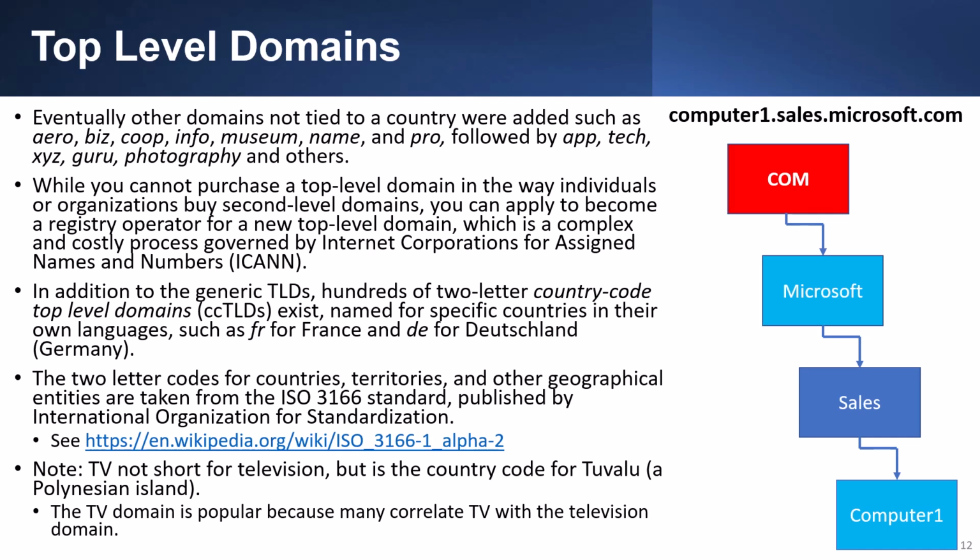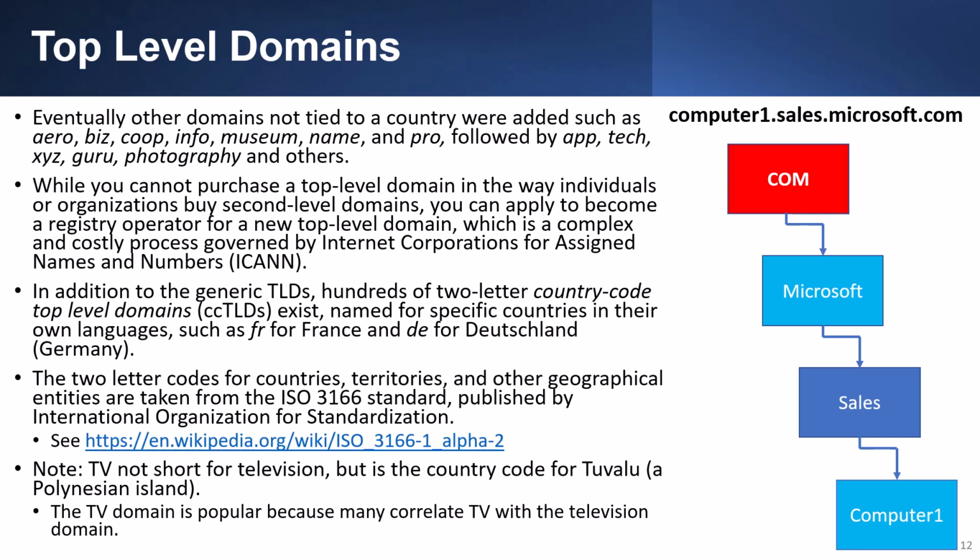Eventually, other domains not tied to a country were added, such as Aero, Biz, Co-op, Info, Museum, Name, and Pro, followed by App, Tech, XYZ, Guru, Photography, and others. While you cannot purchase a top-level domain in the way individuals or organizations buy second-level domains, you can apply to become a registry operator for a new top-level domain, which is a complex and costly process governed by the Internet Corporation for Assigned Names and Numbers, or ICANN.